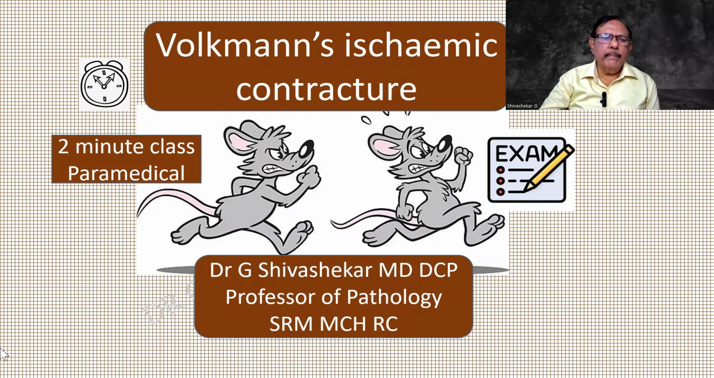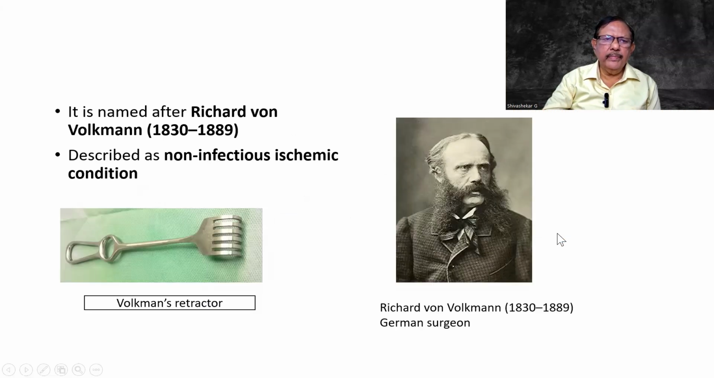My dear paramedical students, Volkmann's ischemic contracture, a very commonly asked university exam question. It is named after Richard von Volkmann, and this is the year of his life. And this is the person. He has discovered many things, including the Volkmann's retractor.